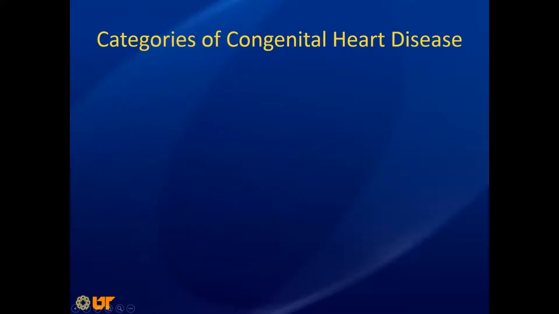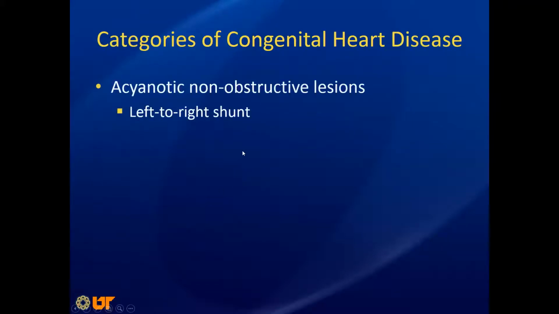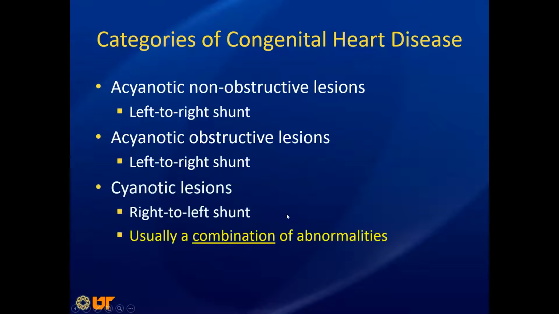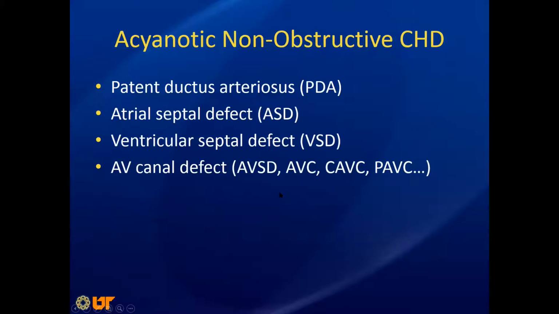So some major categories of congenital heart disease. There are the acyanotic non-obstructive lesions with a left to right shunt. There are acyanotic obstructive lesions with a left to right shunt. And then there are cyanotic lesions that everyone's worried about. So they have right to left shunts, and it's usually a combination of abnormalities. So there'll be some holes, there'll be some obstruction, there'll be a variety of different things, and we'll talk about those in more detail. So the acyanotic non-obstructive ones, which are thankfully the most common ones by far, include PDAs, ASDs, VSDs, and AV canals.